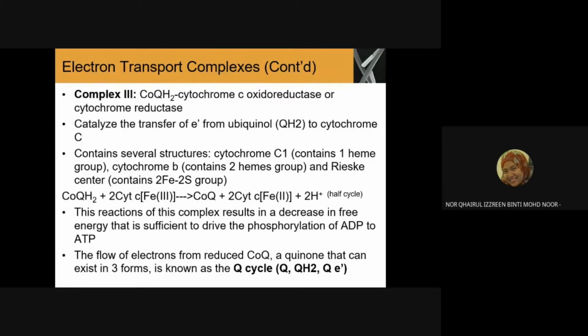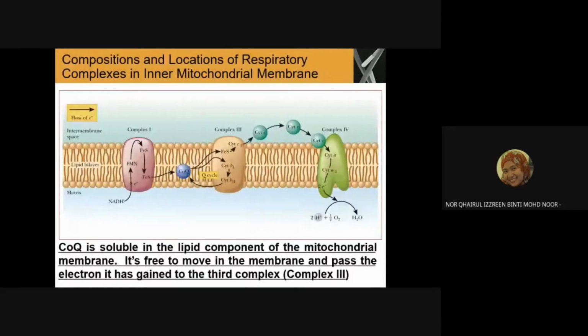It contains several structures in the enzyme itself: cytochrome C1, which has one heme group; cytochrome B, which contains 2 heme groups; and one Rieske center, which contains 2 Fe, 2 S groups. In this complex number 3, the cycle begins when ubiquinol binds to the complex. When it binds, these 2 electrons follow different pathways.